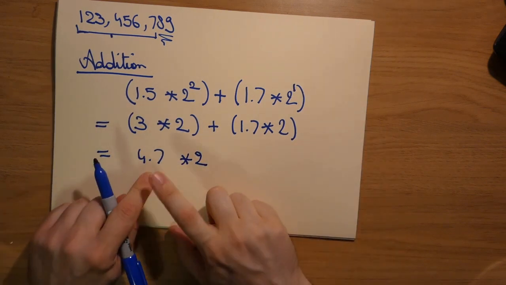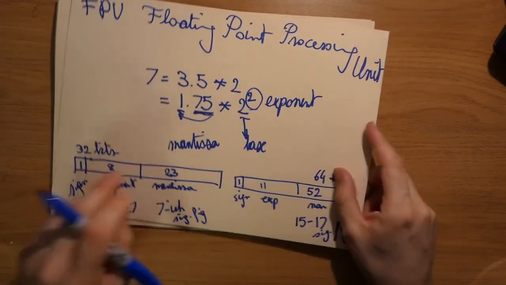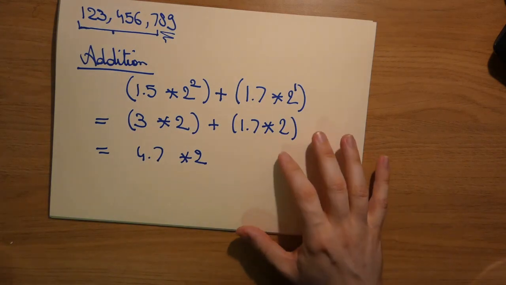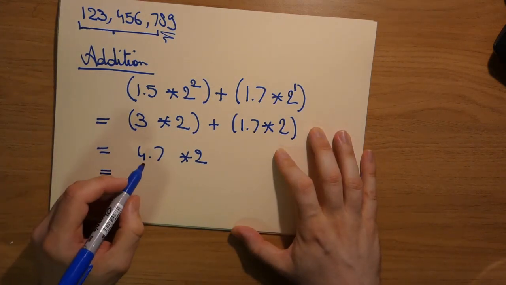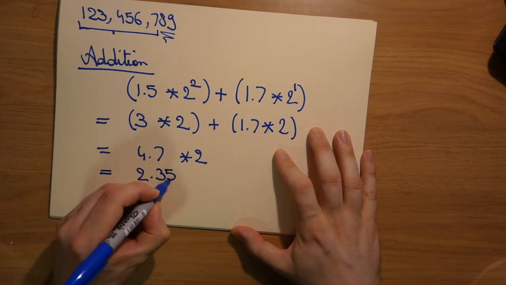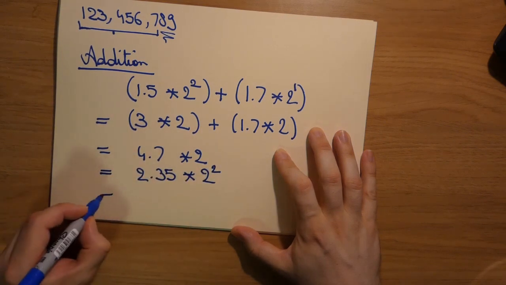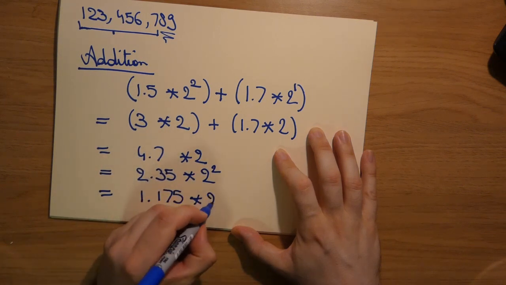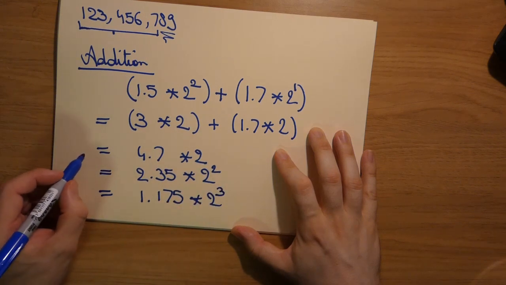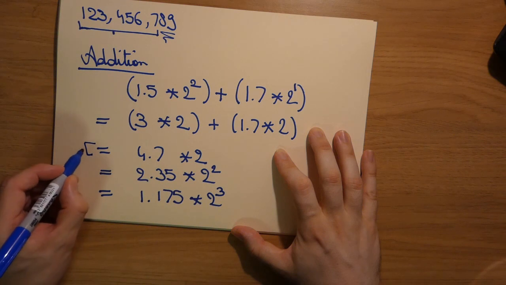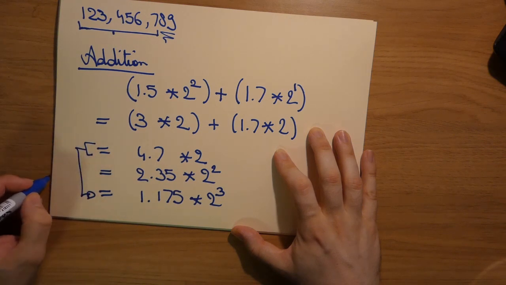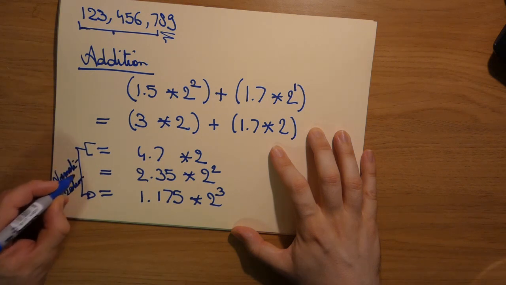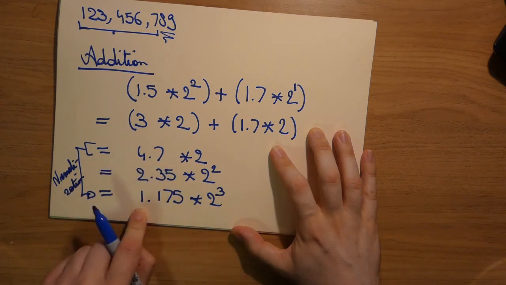But now this is no longer in the form I wanted. I want it as 1 point something multiplied with 2 to the power of something. So I have to do a couple of extra steps here. And that's still not good enough. So now this step here is known as normalization. All right, you put it back into the proper form.